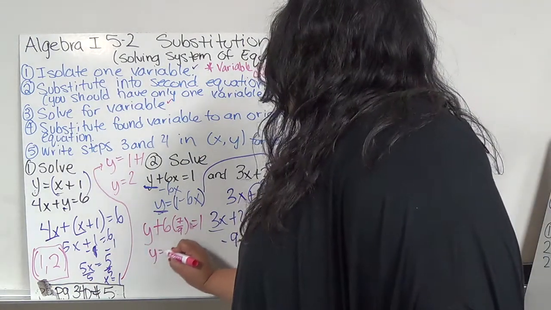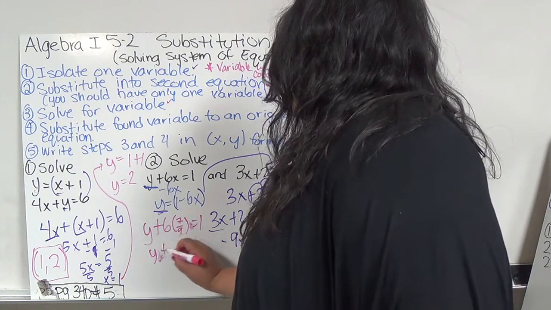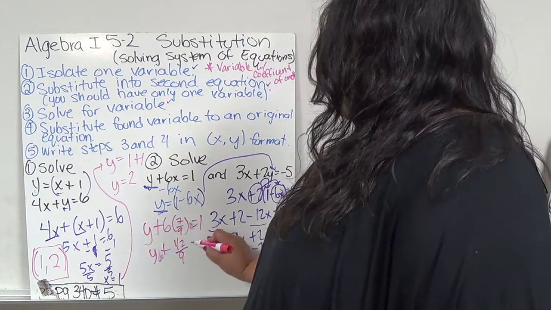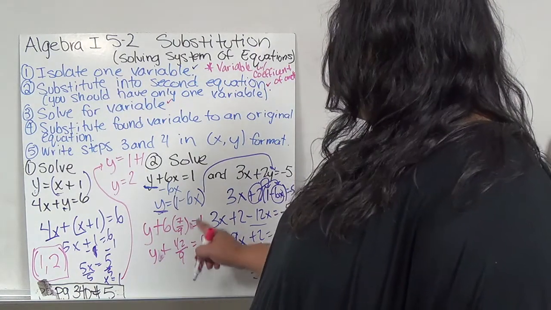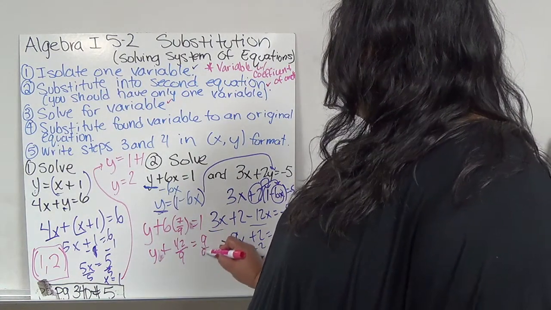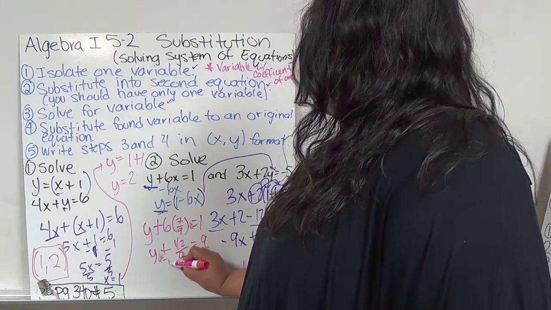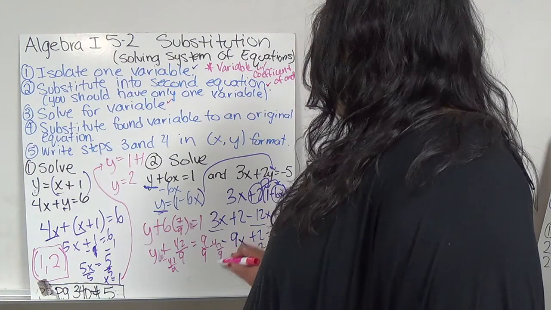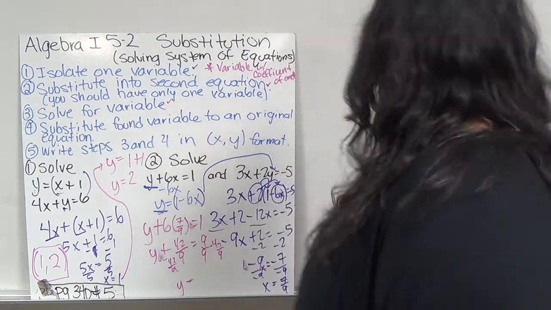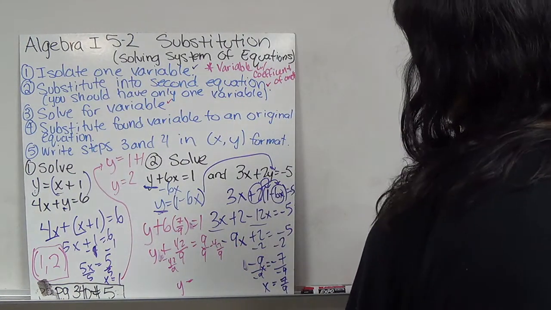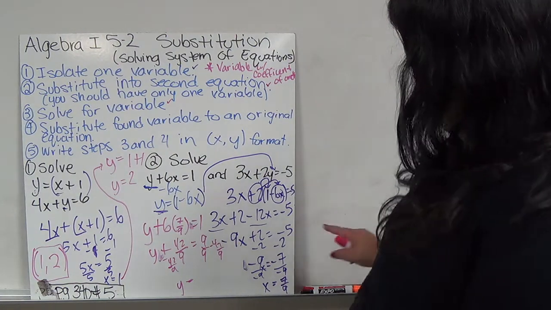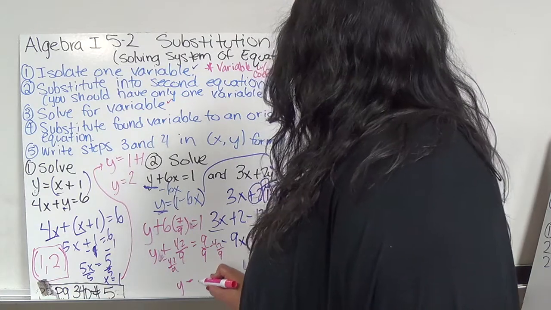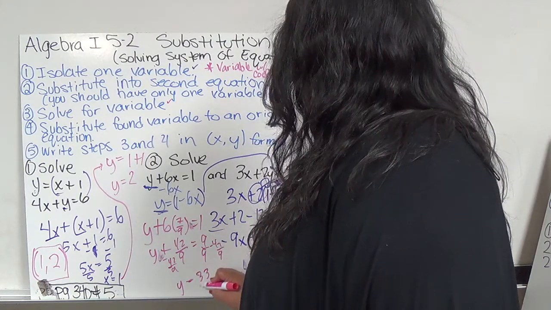This is y plus 42 over 9, and this will be 9. I want this 1 in common terms. So I'm going to subtract 42 over 9 on both sides. I end up with y equals 33 over 9.